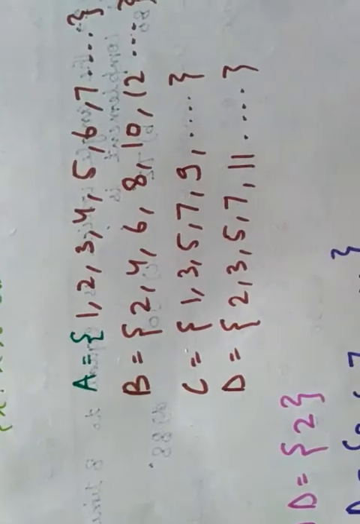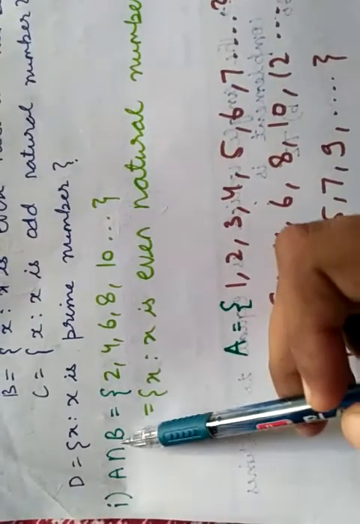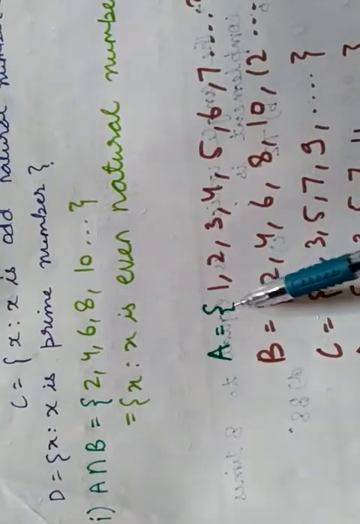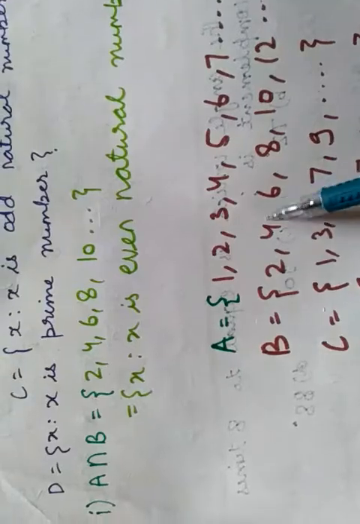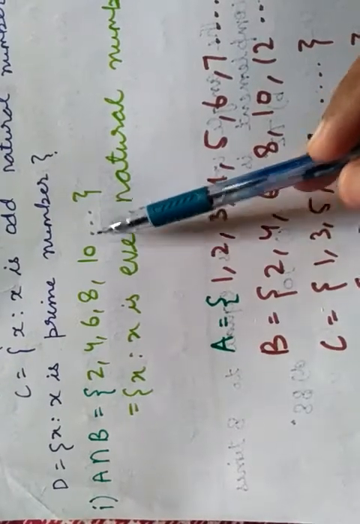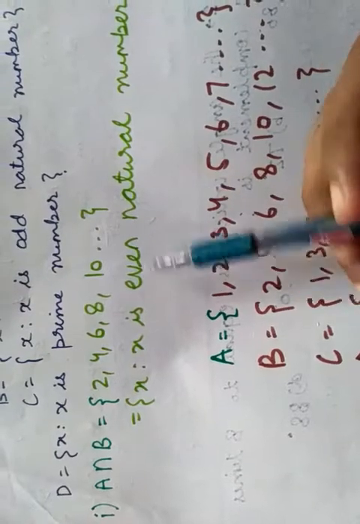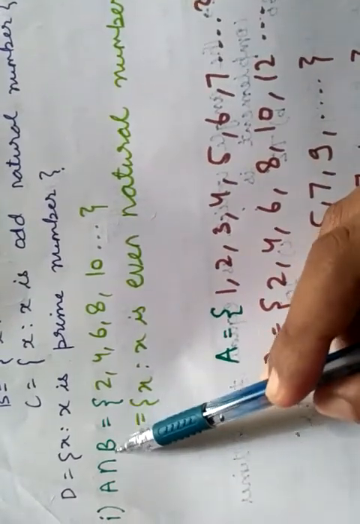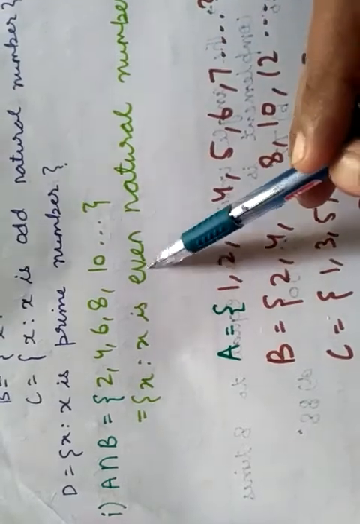Now with the help of these, we can find all the parts of this question. So the first part is A intersection B. A and B, so here are the two sets. The common terms are 2, 4, 6, 8 and 10 and so on. We have mentioned it here, that is, X such that X is an even natural number. So A intersection B includes the even natural numbers. It is the set of even natural numbers.